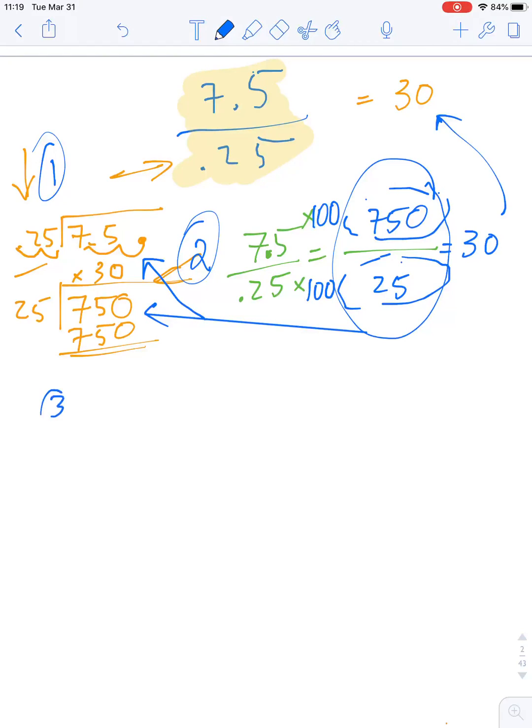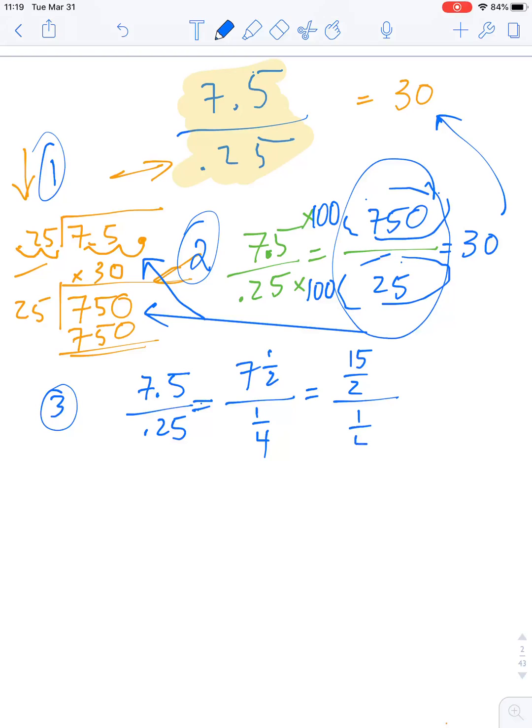There's a third way, though. And how this works is just using fractions. Fractions within fractions. So we're talking complex fractions here. On the top we have 7.5, and on the bottom we have a fourth. Okay. So 7.5, that's a mixed number, we're going to transform it into an improper fraction, so that's 15 over 2. And the bottom we have a fourth.